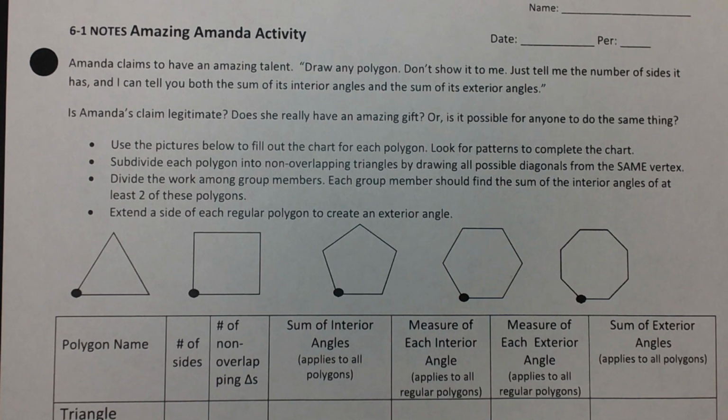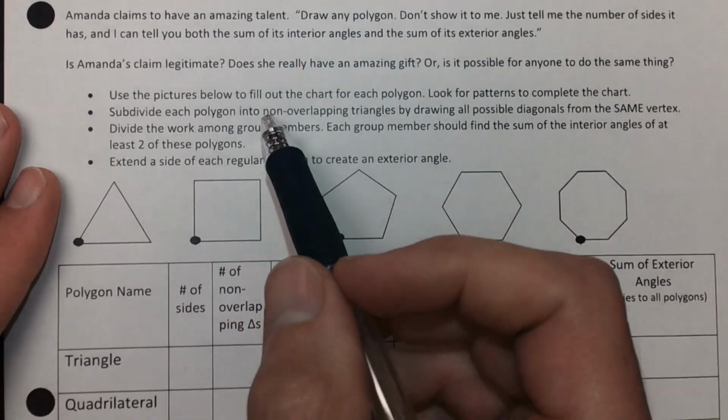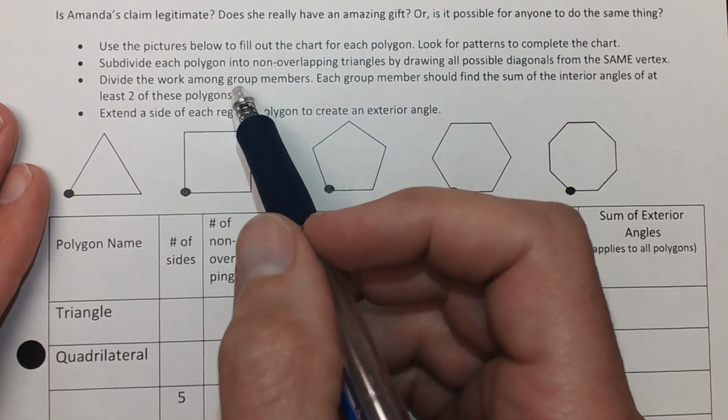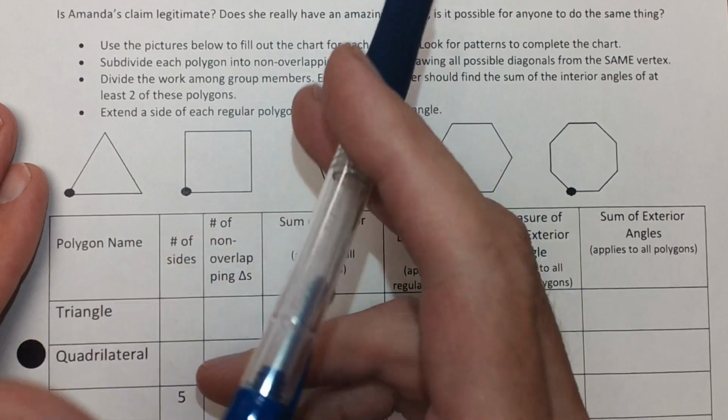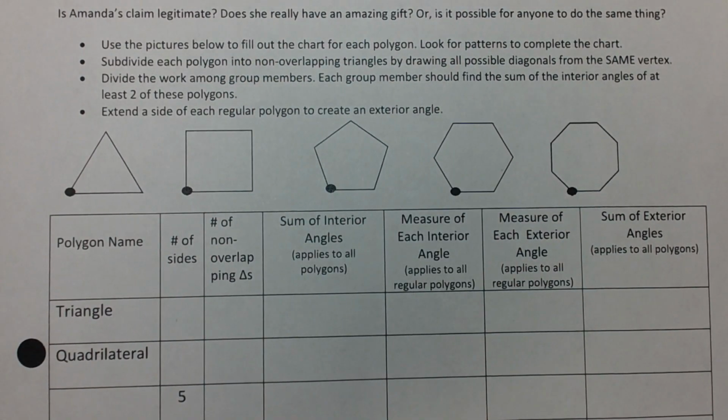So is this possible, or does she have a special gift, or is this magic, or how does this work? So what you're going to want to do is, for each of these shapes down below, figure out how many sides are in each one, first of all, and how many non-overlapping triangles you can draw within it, and then let's extend a side of each regular polygon to create an exterior angle.